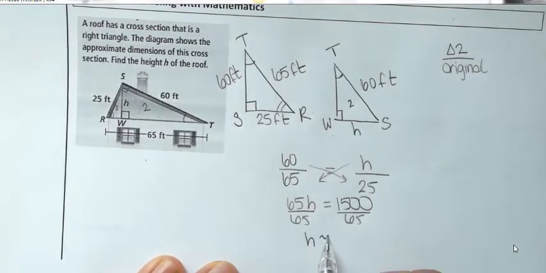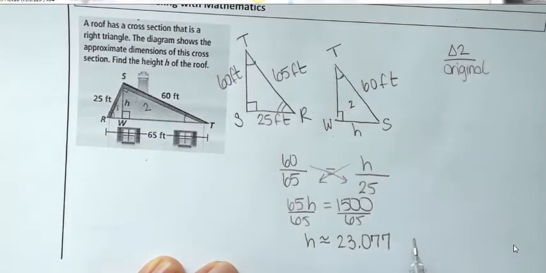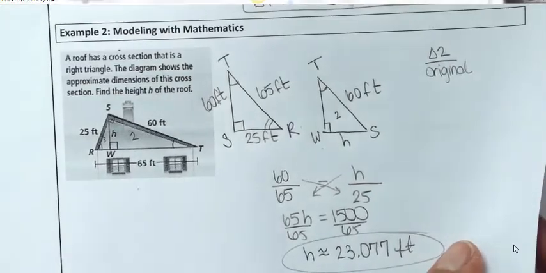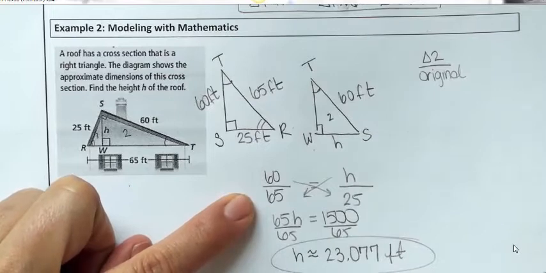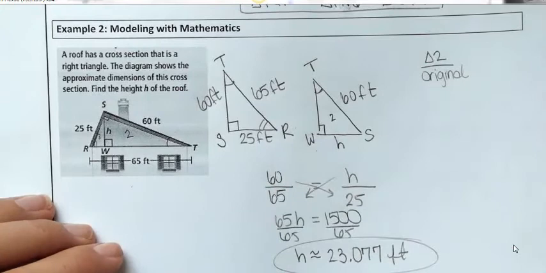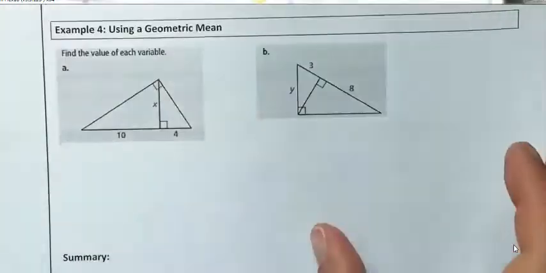So I'm going to have H is approximately 23.077 feet. Please go 3 decimal places unless it says to go to a different decimal place. Okay, so that was using those similar triangles and that right triangle similarity theorem to basically then set up a proportion using corresponding sides to solve for the side that we didn't know. Okay, moving on to our next page.